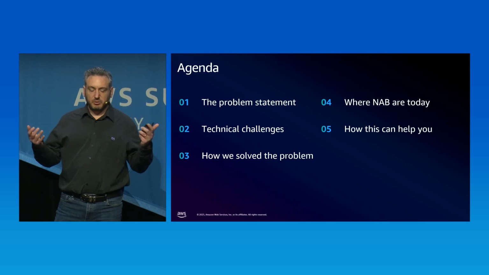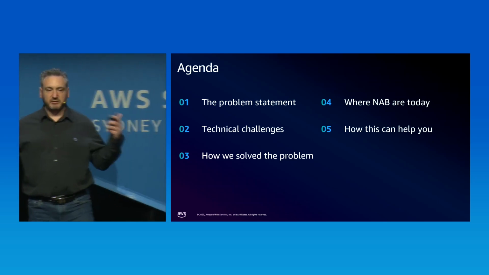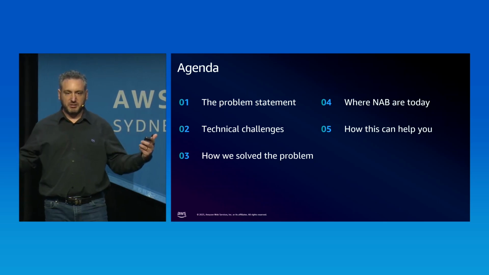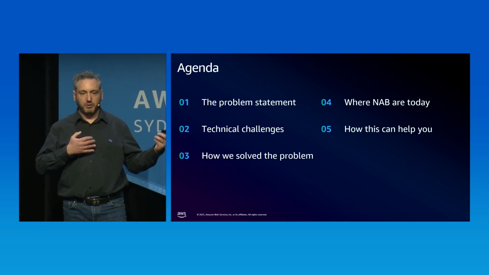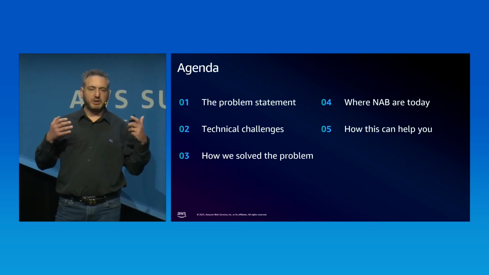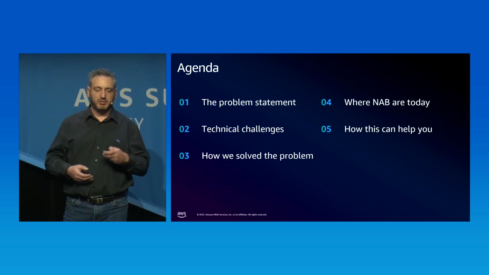In our session, we're going to cover the overall problem statement that National Australia Bank faced, what they'd done before leading up to this point, and then we're going to show how the problem was solved, what the technical challenges were, and then finally we're going to show what the results were and how you too can implement this.